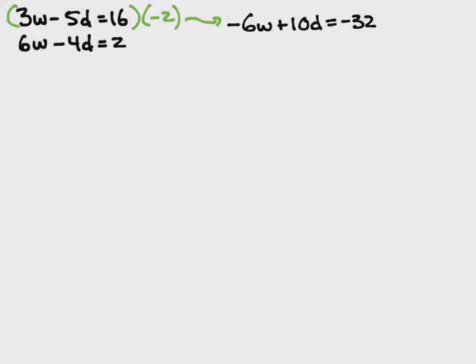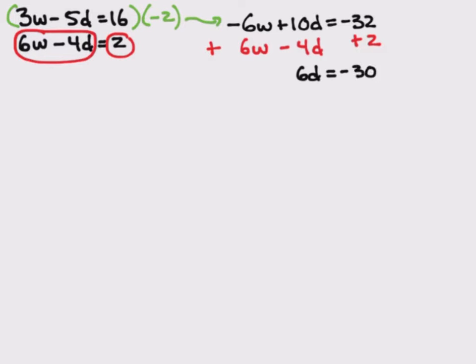So now I think we're ready to make some moves. Let's take this first equation, negative 6w plus 10d equals negative 32, and let's add 2 to both sides of it. On the right-hand side, let's actually add the number 2. On the left-hand side, let's add something that's absolutely equal to 2, namely 6w minus 4d. And so we find that if there's a solution to this system of equations, the d coordinate has to be negative 5. And now we're ready to just substitute that value in for d in any of our equations and find the value of w.